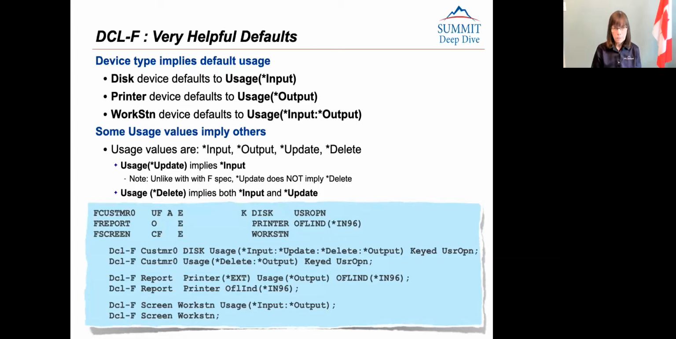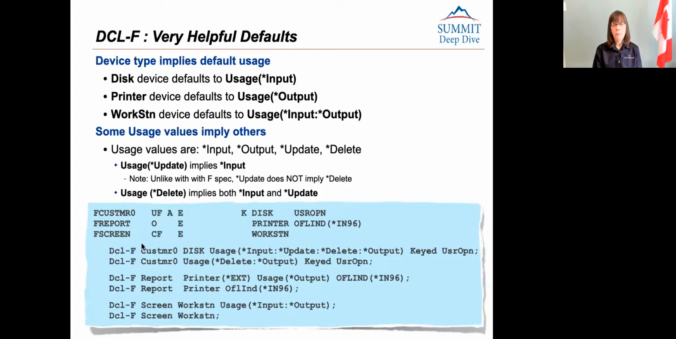So for example, *UPDATE implies input. However, this is one of the sort of gotchas. I've got a list towards the end of some gotchas, things you want to watch out for because it's a little different from what we're used to. The traditional F-spec *UPDATE does not imply delete. So if you want to be able to delete, you have to specify both update and delete, which is different from what it was on the traditional F-spec. But if you do specify delete, that implies both input and update.